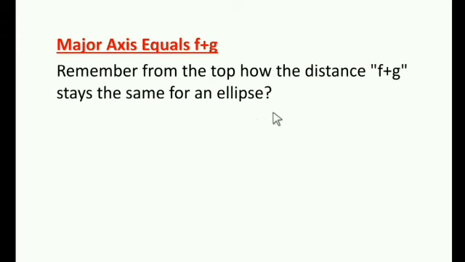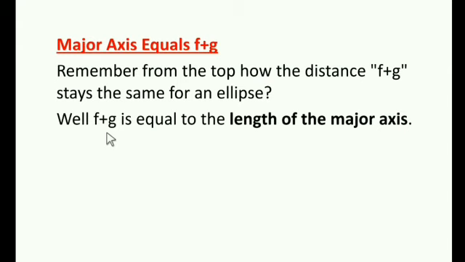Major axis equals f plus g. How? Remember from the top how the distance f plus g stays the same for an ellipse. Well, f plus g is equal to the length of the major axis. As we discussed in the previous slide, the sum of the distances is a constant. So the constant will always be equal to the length of the major axis.